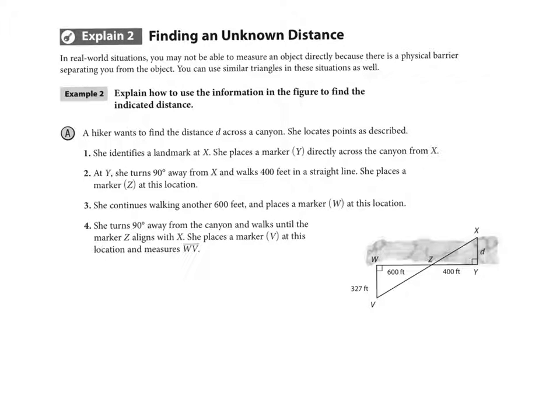All right, and this last method is used, as you can read here, when you're trying to find how far something is, how wide something is. So you're looking at a horizontal distance, not how tall something is, and there is some sort of physical barrier or a reason that you cannot directly measure this distance. Okay, so for example, in this particular example, we're talking about the distance across a canyon. That's not something that you can measure straight across.